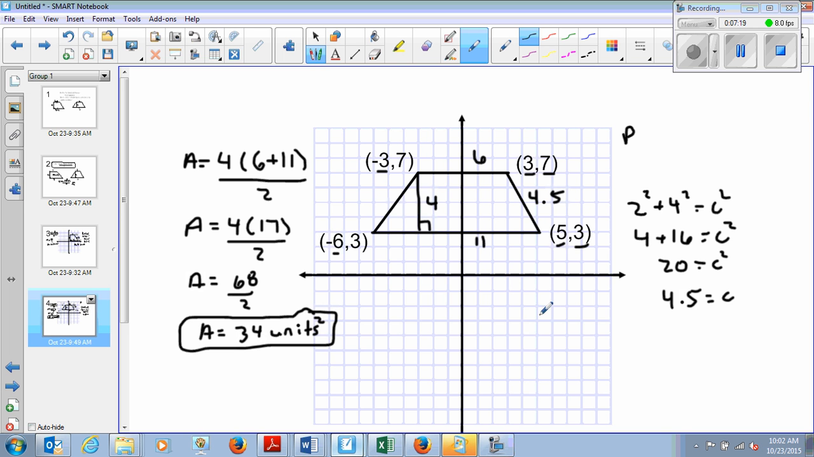How far is it from -3 to -6? That again is 3. So we do 3 squared. Plus, how far is it from 7 to 3? That is 4. So we do 4 squared. This ends up being a Pythagorean triple. 9 plus 16 equals c squared. Add those together, I get 25 equals c squared, and then the square root of 25 is 5. So this side ends up equaling 5. Now for the perimeter, we just add those together. 5 plus 6 plus 11 plus 4.5 gives us a perimeter of 26.5.